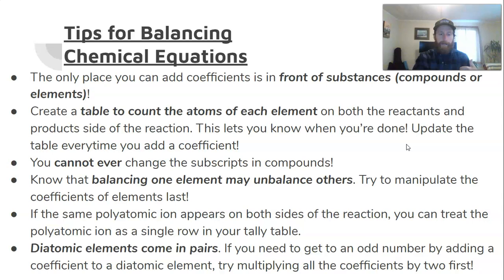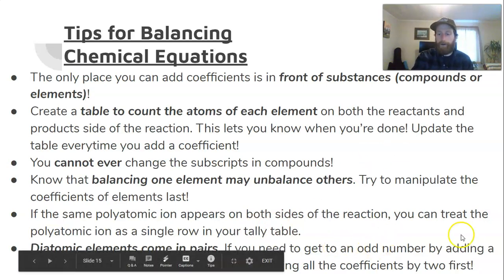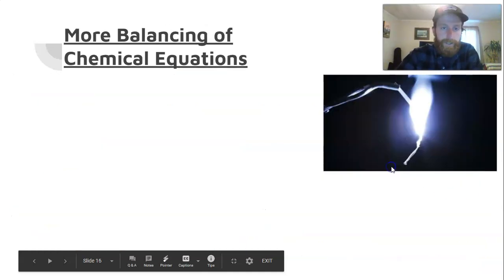And then lastly, keep in mind that diatomic elements come in pairs. If you need to get to an odd number of that particular element, and all you have to work with is a diatomic element, a pair, then add a coefficient. By adding a coefficient to the diatomic element, first you should multiply all your coefficients by 2. I could do an example of that if people are confused. If not, don't worry so much about that. That might only come up in like PD level questions.